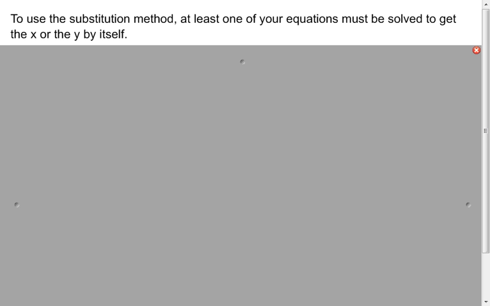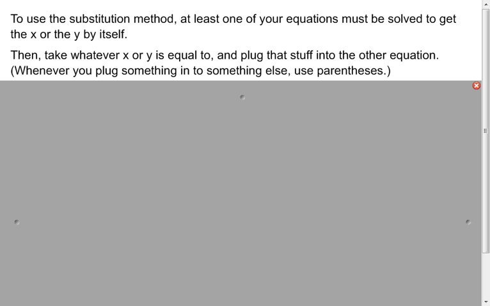Here's the steps to use. To use the substitution method, at least one of your equations must be solved to get the x or the y by itself. So you have to have either the x by itself or the y by itself. Once that happens, take whatever the x or y is equal to and plug that stuff into the other equation. This will make a little more sense after I do a real problem, but at least now you can write down or make sure you see the steps as they're written out.